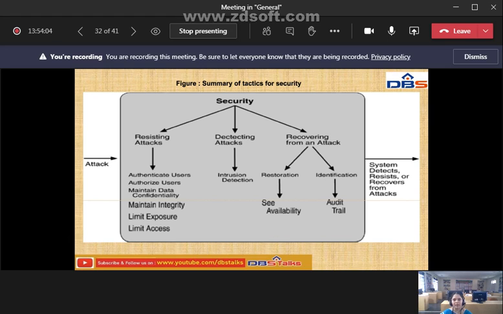So, the attacks will occur, so we need to provide security against those attacks. How do we provide the security? We use some design decisions or tactics: restricting attacks, detecting attacks, and recovering from attacks. To restrict attacks we need to follow these things, to detect attacks we follow this, and to recover from attacks we follow these things. That is the main thing we discussed above.